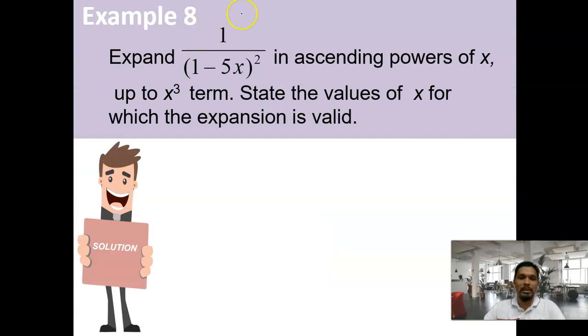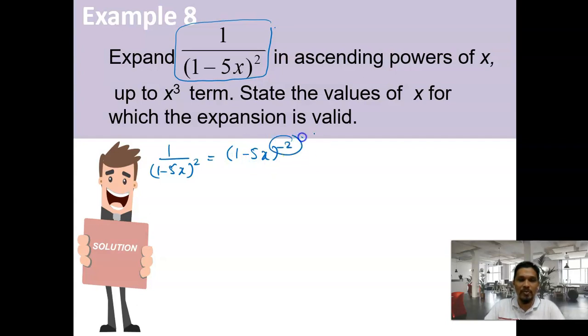Example 8. Expand this in ascending powers of x up to x cubed, the x power of 3 terms. State the values of x for which the expansion is valid. So 1 divided by (1 minus 5x) squared is equal to (1 minus 5x) to the power of negative 2. Look at this one here now. It is a negative integer, so now we're going to use this.